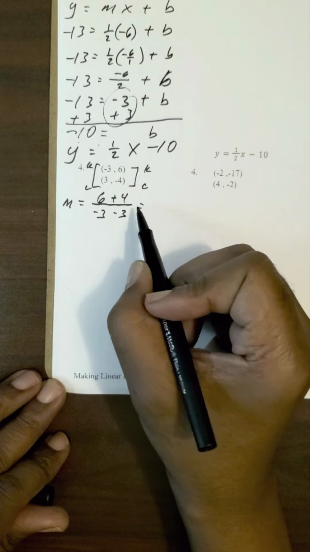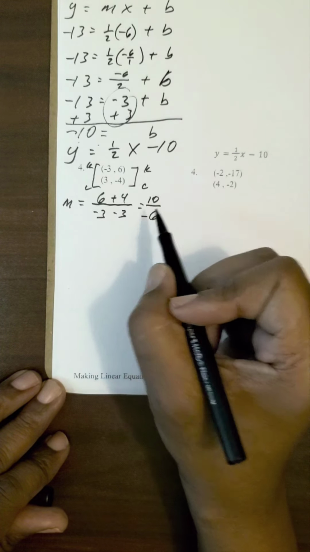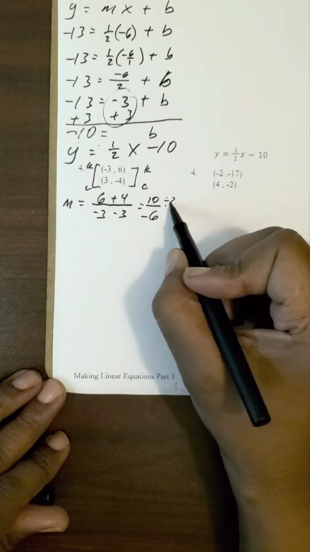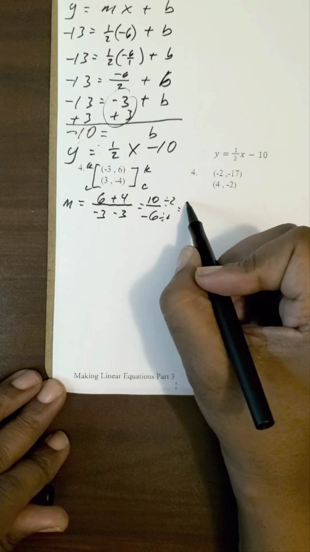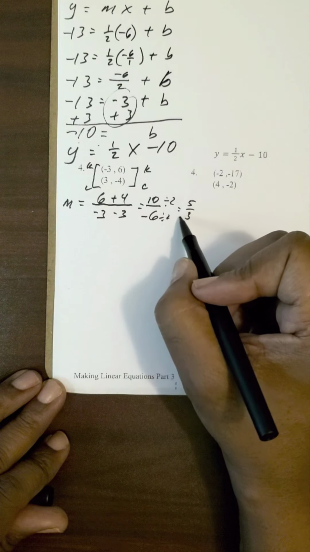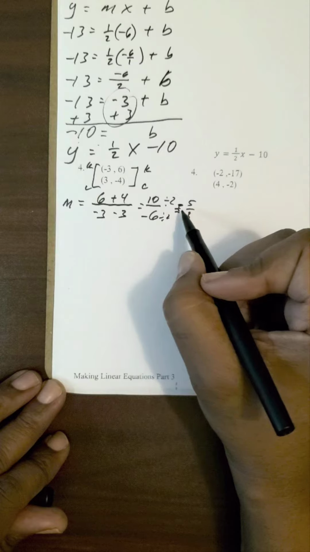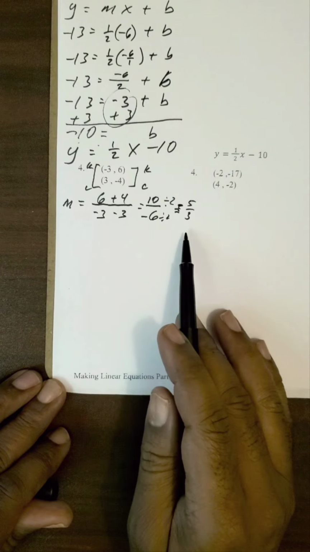So same signs here will add to a 10. Same signs here will add to a 6, but the bigger sign wins, so that's negative. I can divide both of these by 2 and get a 5 over 3. And I don't forget the negative here. It's on the bottom, but I'm going to bring it a little closer to the top here. Okay, so negative 5 over 3.